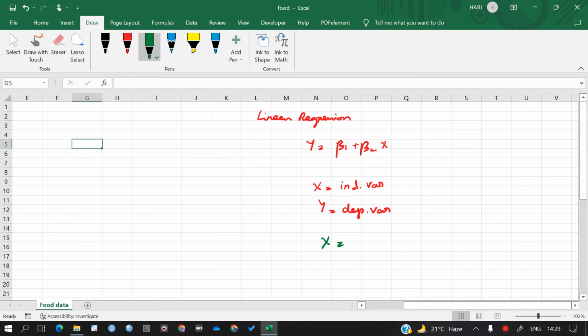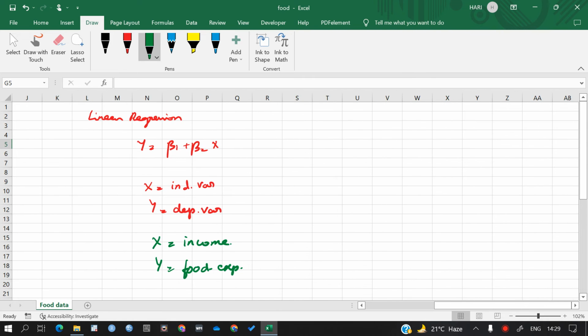So x is income, independent variable, and y is food expenditure, that is dependent variable. So now the linear regression will be food expenditure is equal to beta 1 plus beta 2 times of income. So this is the form of the linear regression for which we need to estimate the beta 1 and beta 2 values, which we call as OLS estimates.